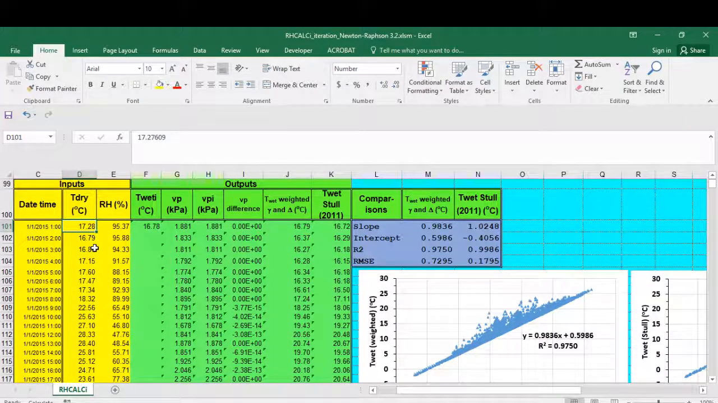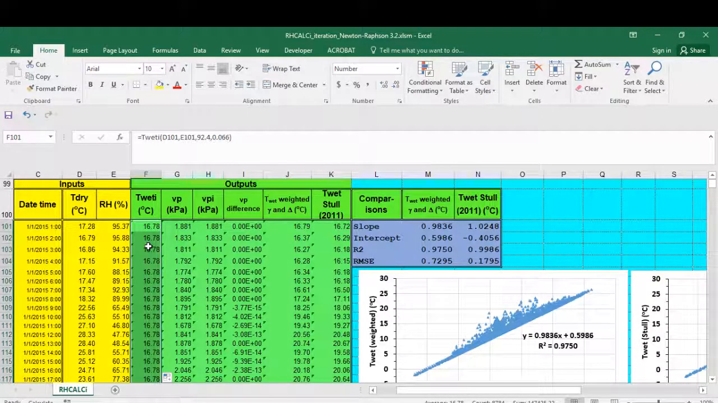From the University of KwaZulu-Natal Agrometeorology Instrumentation Mars System in Pietermaritzburg, South Africa, I've obtained for 2015 the hourly dry bulb and relative humidity values. From that, I've computed the iterative wet bulb, T wet I, with that dry bulb and that relative humidity. And let's copy that down for the entire year. It hasn't updated because I haven't indicated to automatically calculate the updates.